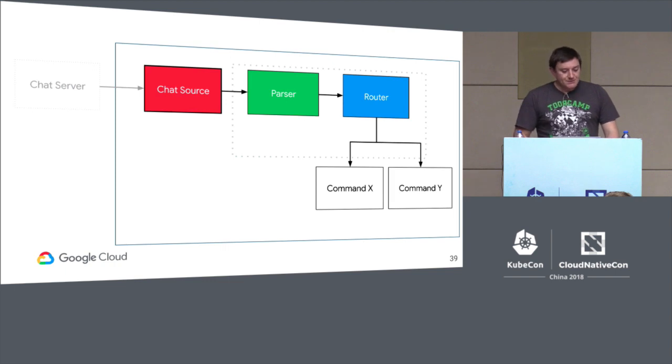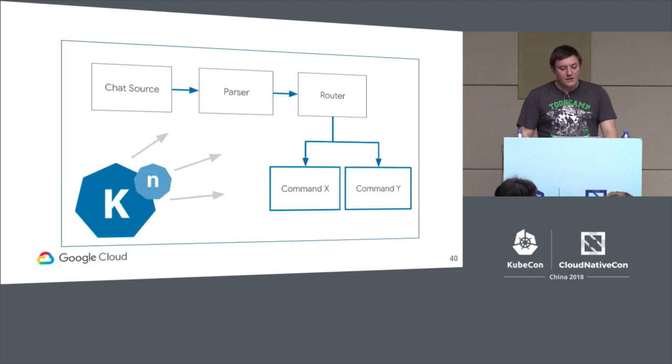With the chat source, here is what we end up with. We have a chat source pushing events into the parser. The parser produces a bot command and sends them to the router. The router delivers the command message to the function that implements that particular command. Knative is leveraged in these places. It connects the components. It enables the commands. Let's talk about how.